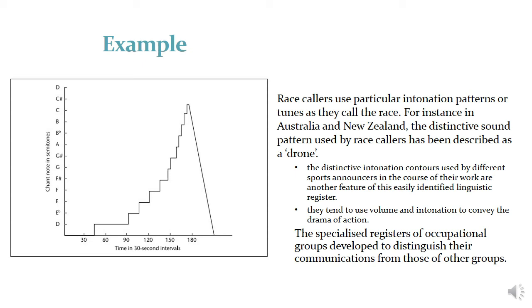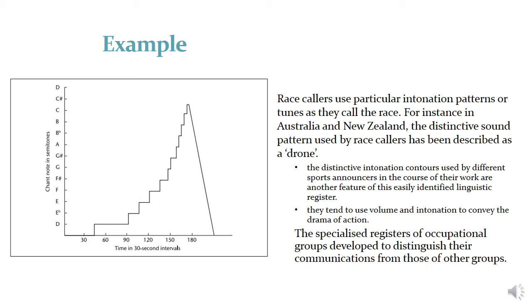So, the distinctive intonation contours used by different sports announcers in the course of their work are another feature of this identified linguistic register. Race callers must keep talking fast and show an impression of fluency, in which pauses and hesitations, for instance, are unacceptable. Race callers speak at 4 to 5 syllables per second. The use of formulas allows them to convey information with a minimum demand on short-term memory. They tend to use volume and intonation to retain the listener's interest and convey the drama of the action.